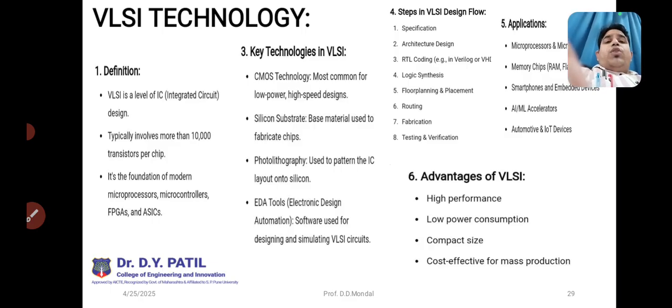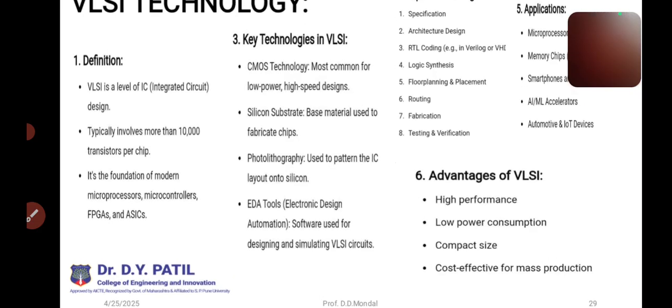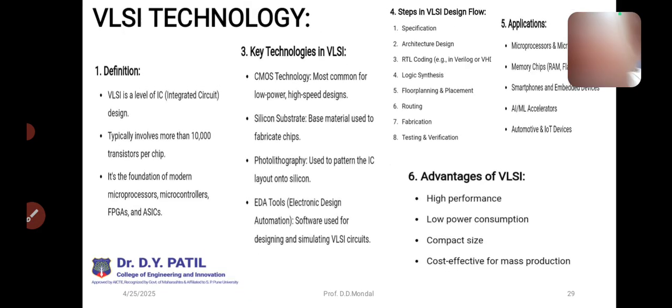Typically more than 1000 transistors can be used per chip. It is the foundation of modern microprocessors, microcontrollers and FPGAs. CMOS technology is the most common, with low power and high speed design. Silicon substrate based material is used for chip fabrication. EDA tools, electronic design automation software, are used for VLSI circuits.